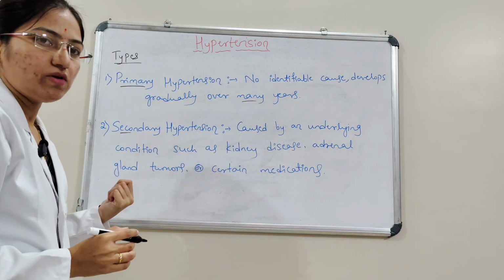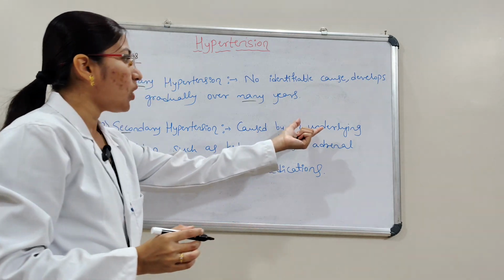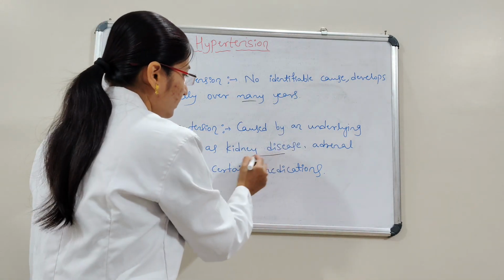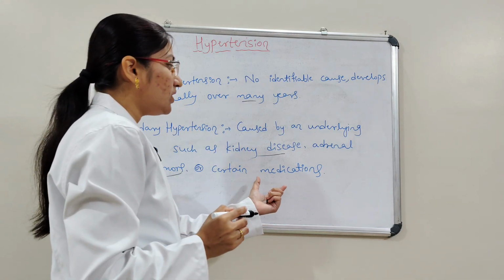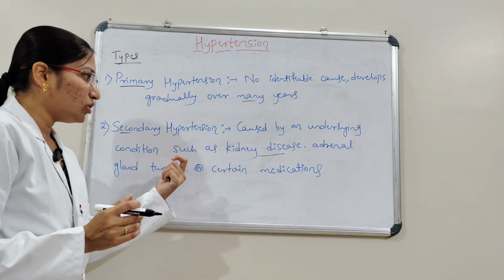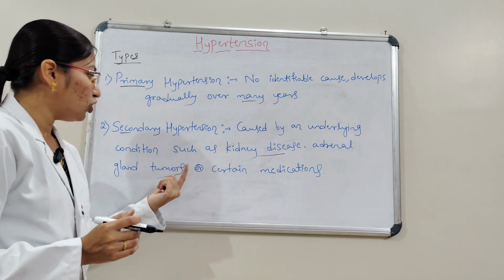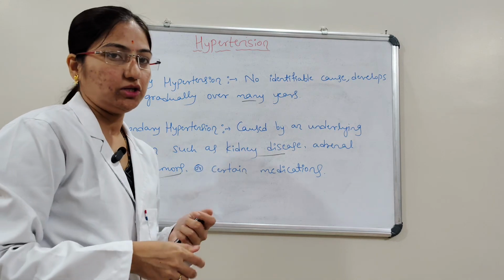And then comes the second one, that is secondary hypertension. Here it is caused by an underlying condition such as kidney disease, adrenal gland tumors or certain medications. This is due to the underlying causes like kidney disease, tumors and certain medications. So these are the types of hypertension.